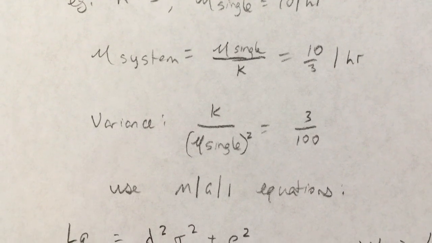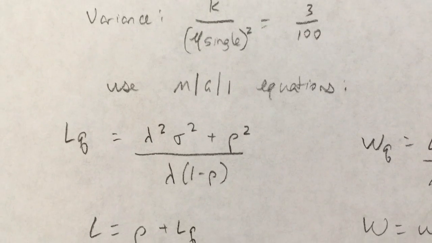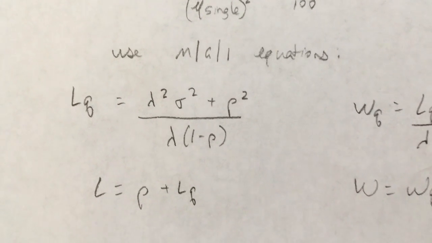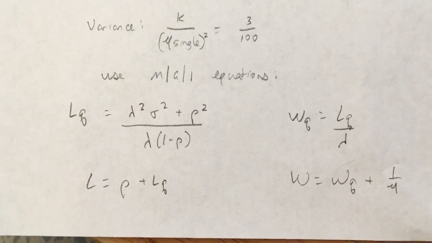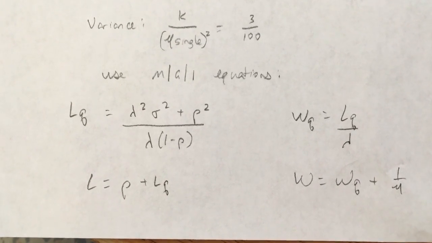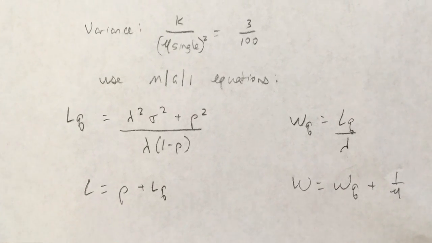And now we can use the M/G/1 equations. So we have, these are the exact same ones we were using before, LQ, L, WQ, and W, and you can just plug your numbers in and solve. And in this example, we don't have our arrival rate, so you can try this out if you like.